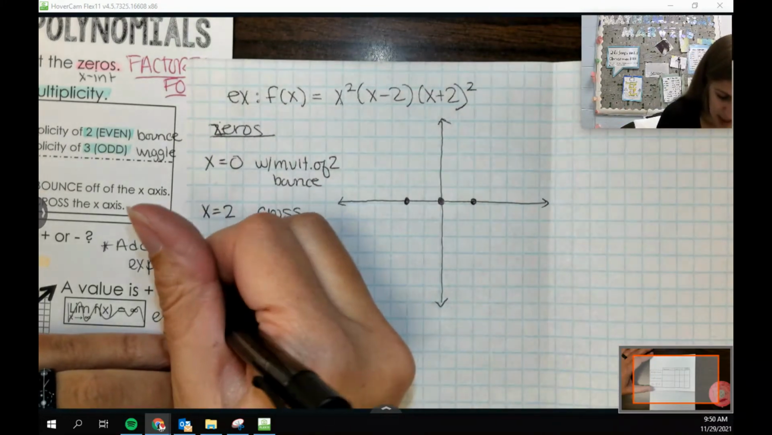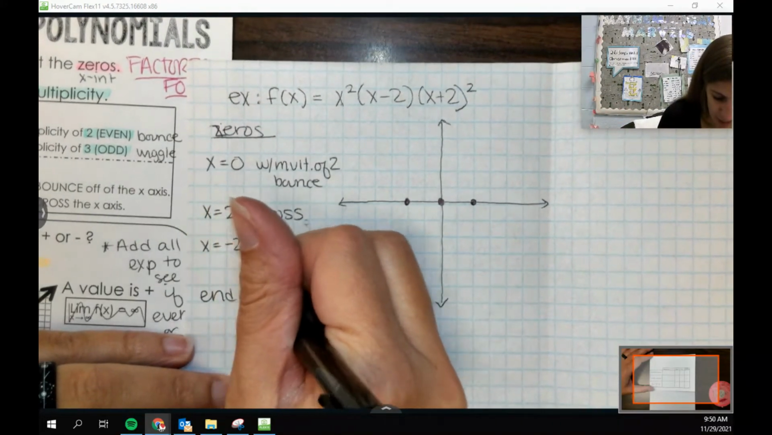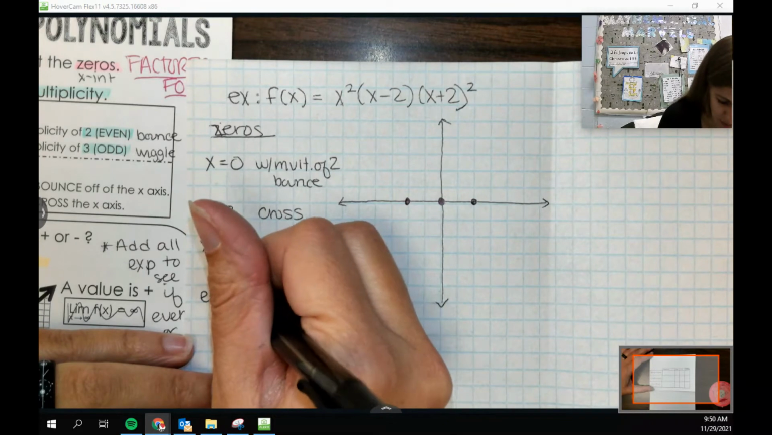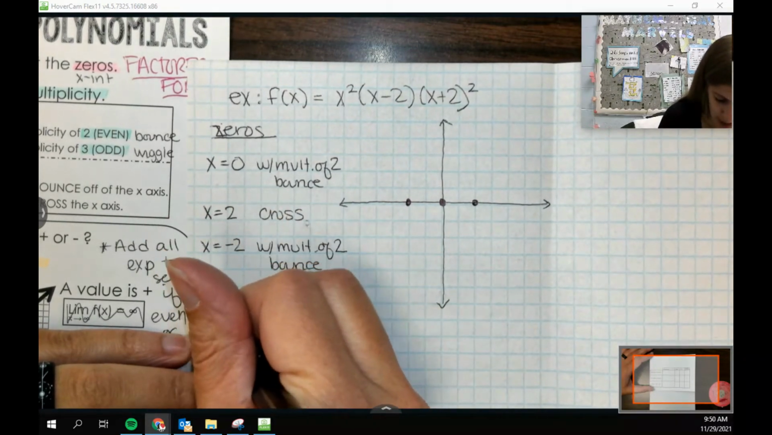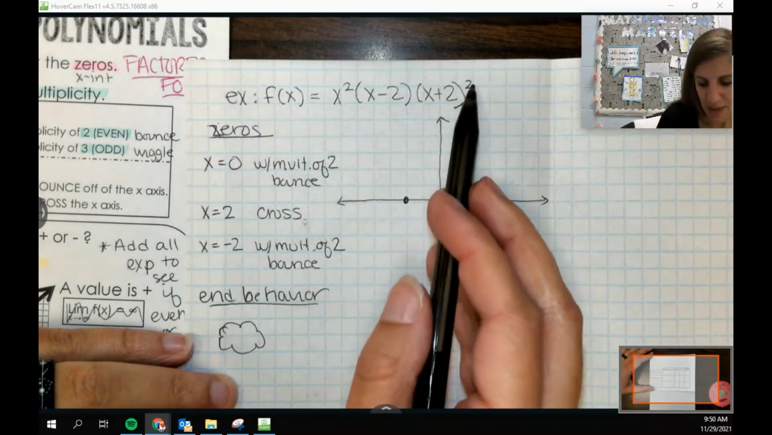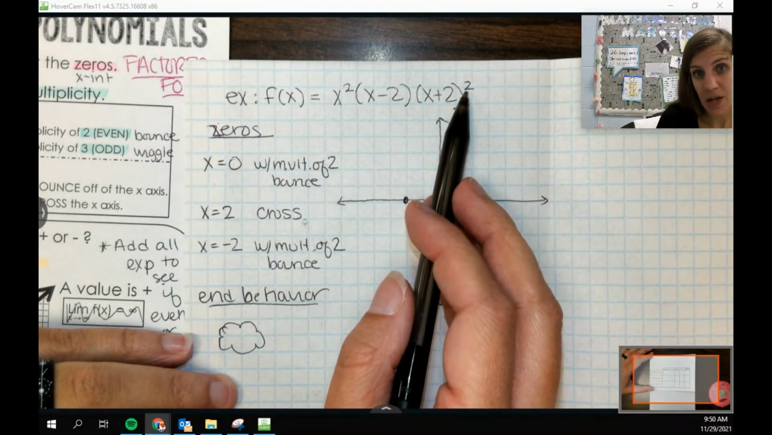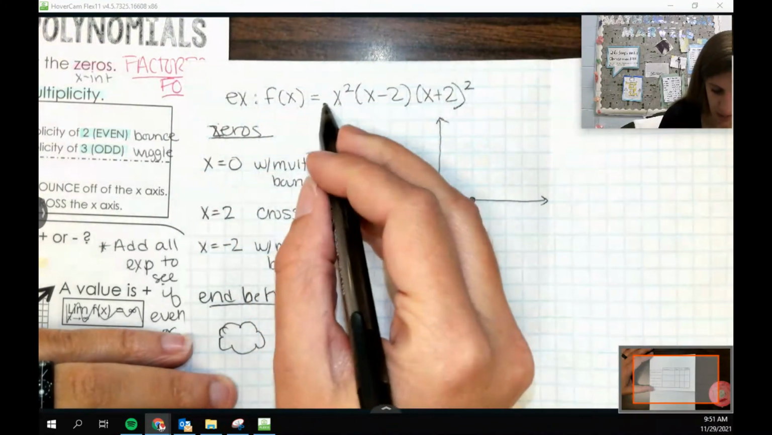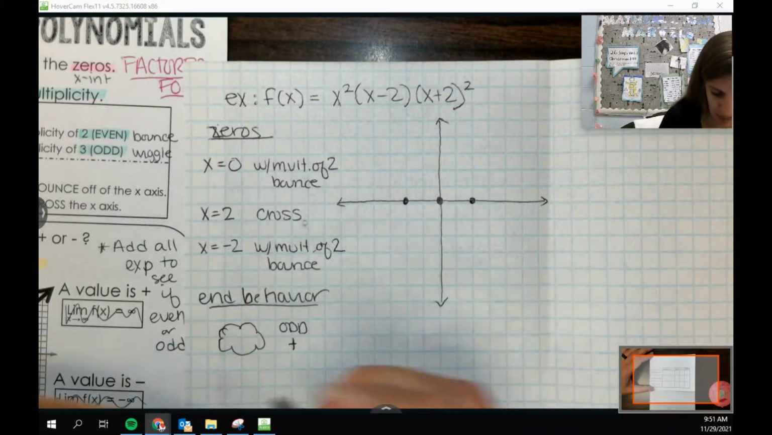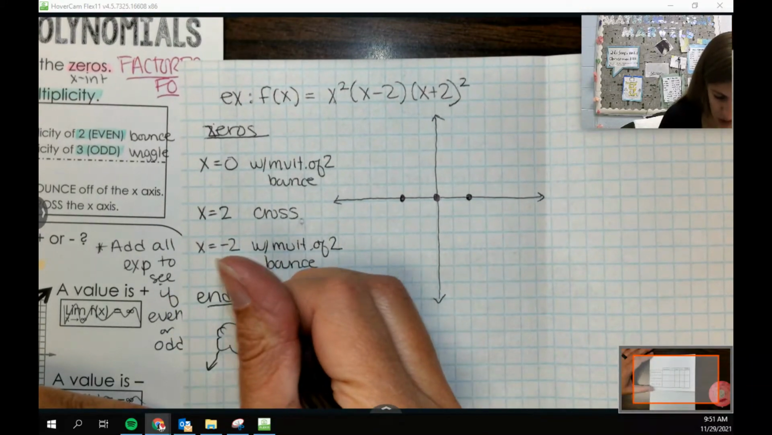Next thing we got to think about is that end behavior. Oh my goodness. End behavior. So I'm just going to think about my cloud. And because when I add up my exponents, I got 2, 3, 4, 5, I am odd. Because we're positive, we are like a positive sloping line. So like this.